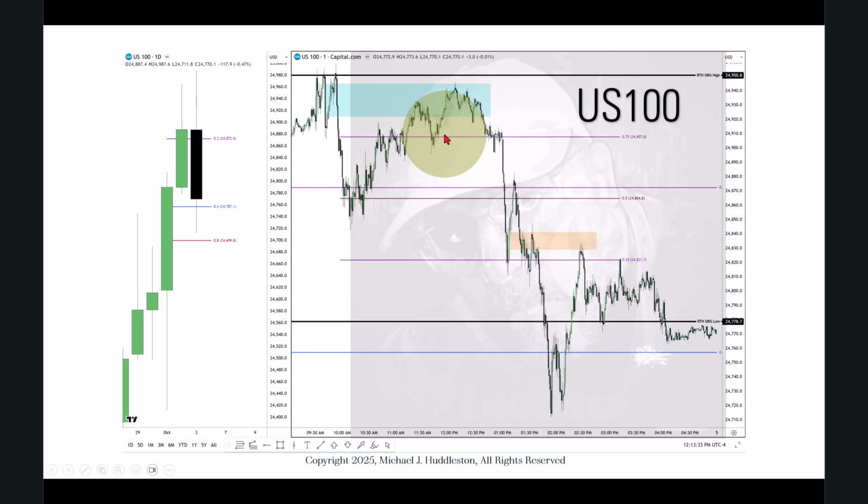The upper quadrant of Thursday's regular trading hours opening range gap, regular trading hours opening range gap high, consequent encroachment, lower quadrant, and the low of the regular trading hours opening range gap low. Now, how am I getting those levels on US 100? Think about it. Pause the video and think about how I got those levels.